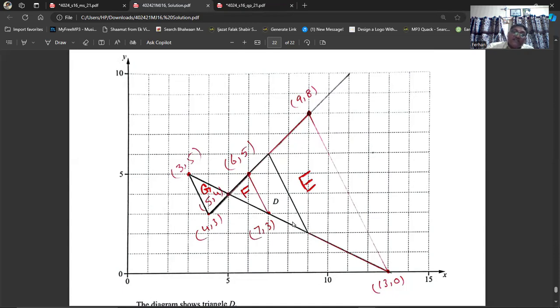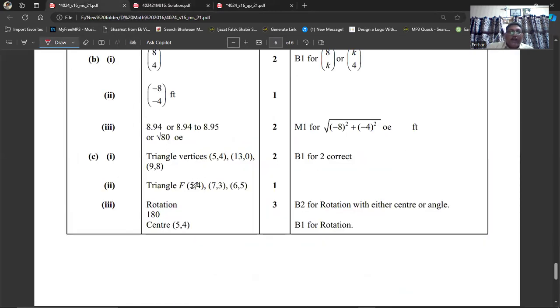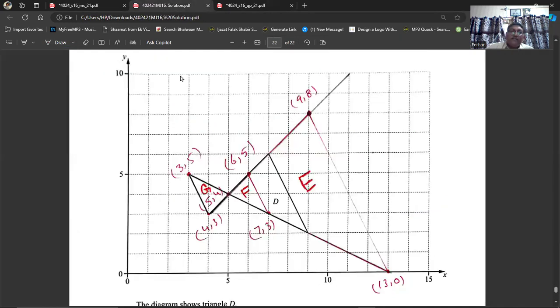So I check this distance from the center of enlargement. I multiply it with 0.5, it becomes half. So from here, I put this dot. So you can see this is that triangle F. Okay, so let's check the coordinates. 5, 4, 7, 3, and 6, 5. This is their answer. So our answers are right.